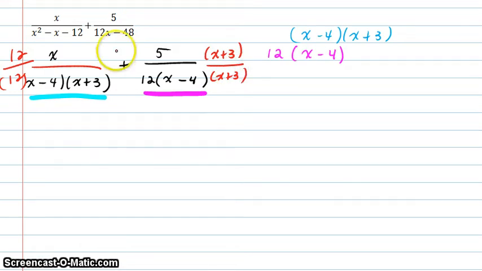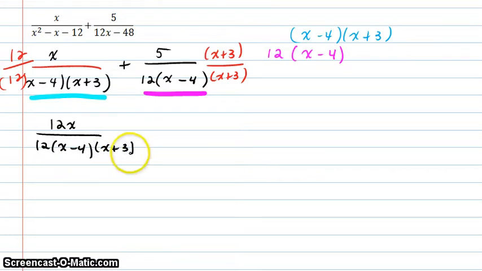The next step is to multiply across, so I have 12 times x, let me get my black pen again, that's 12x, and then in the denominator I have 12 times x minus 4 times x plus 3. Let's look at the second fraction here. I have 5 times x plus 3, or 5x plus 15 if you distribute. And then in the denominator I have 12 times x minus 4 times x plus 3.